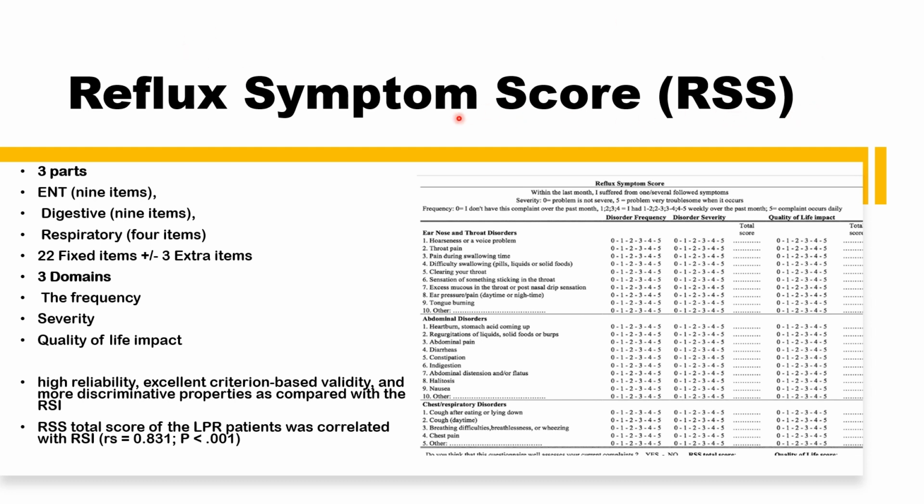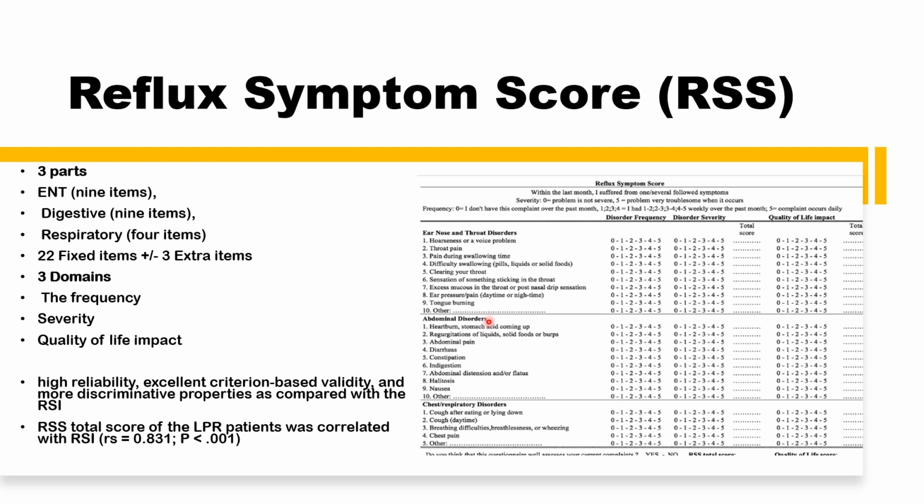This is a more elaborate scheme formed of 3 parts rather than the 9 questions only in the reflux symptoms index. It's formed of 22 different items plus 3 optional ones. It's formed of 3 parts: an ENT part formed of 9 different items, a respiratory part formed of 4 items, and a digestive part formed of another 9 items as well.